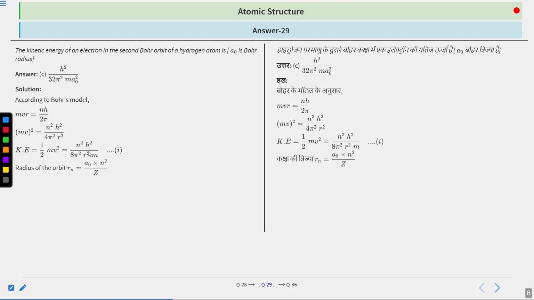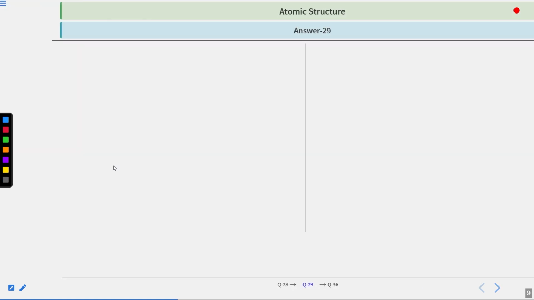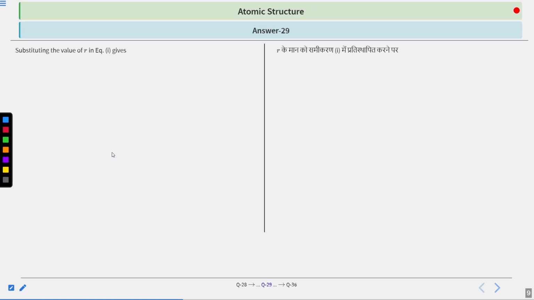Further, we need this radius. The radius of the nth orbit of the hydrogen atom is given by a0 multiplied by n square by z. Now a0 is your Bohr radius, which is already given. For hydrogen atom, z is equal to 1. So if you put this r value in equation 1, it becomes h square by 8 pi square n square a0 square m. So we have taken z equal to 1, calculated r, and back substituted this r value in the kinetic energy equation.